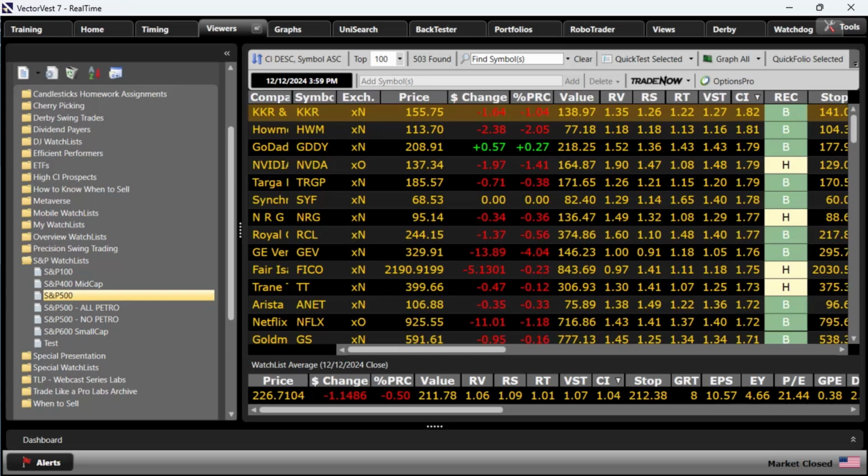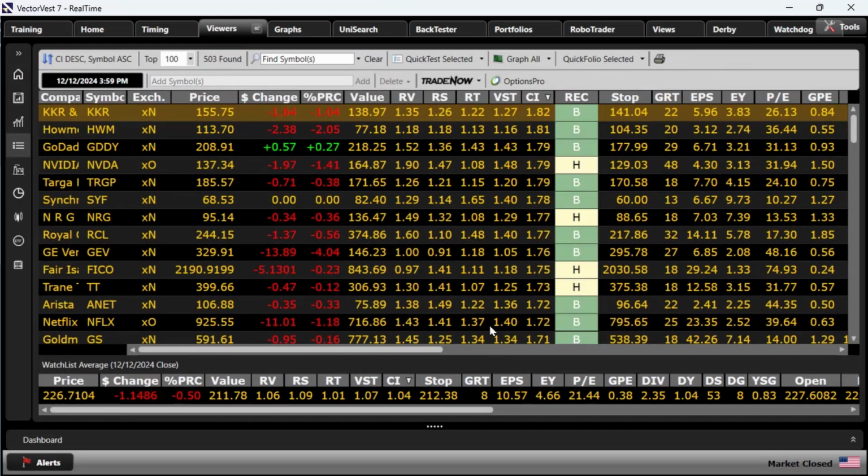It's force ranked. The default ranking system in any list of stocks that you're going to access, whether it's the stock viewer or a watch list, is VST. VST combines value, safety, and timing into one comprehensive indicator. Within the VectorVest program, of course, you can rank any list of stocks by any indicator that you see here.